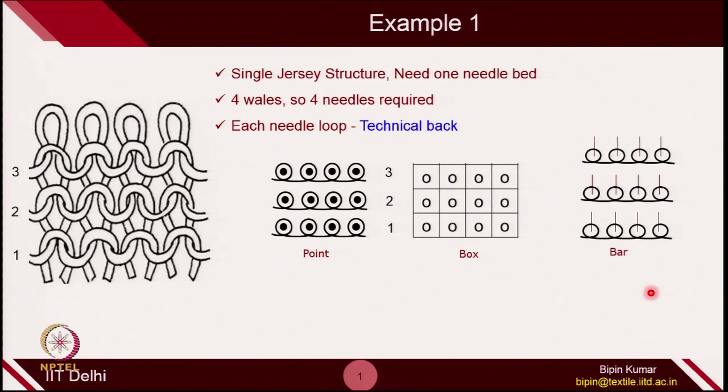So, this was example number 1. If you see this particular fabric, it has only the technical back side of the loops on the surface and you need one needle bed. It is not necessary that this fabric will only be created on a machine which has only one bed. If a machine has 2 beds, on that machine also you can create this fabric structure by selecting one bed only. So, in double bed machines you can select one of the beds, either the front bed or back bed, or you can select the cylinder bed or only the dial bed.